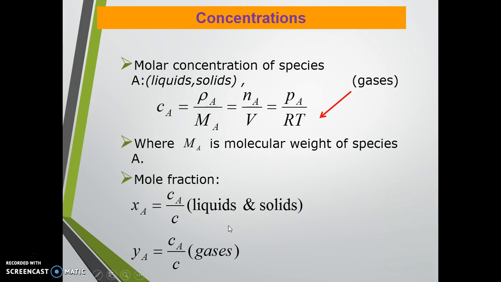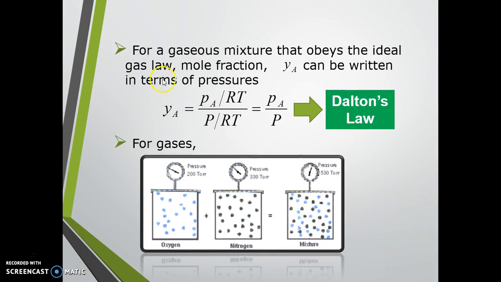The same goes to YA, and YA, the mole fraction in gaseous form, is from Dalton's law, or we manipulate it from the ideal gas law equation. Dalton's law states that the partial pressure of one component plus the partial pressure of another component in a mixture gives the total pressure. The partial pressure of oxygen over the total pressure of the mixture gives the mole fraction for oxygen. The same goes to nitrogen. If you want YB, which is nitrogen, PB over P total gives YB.